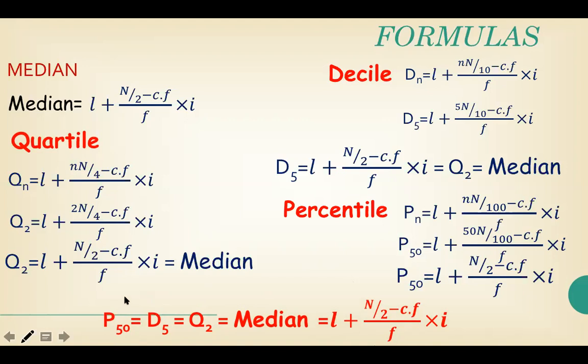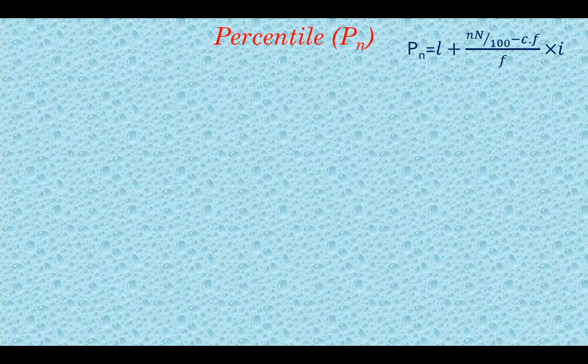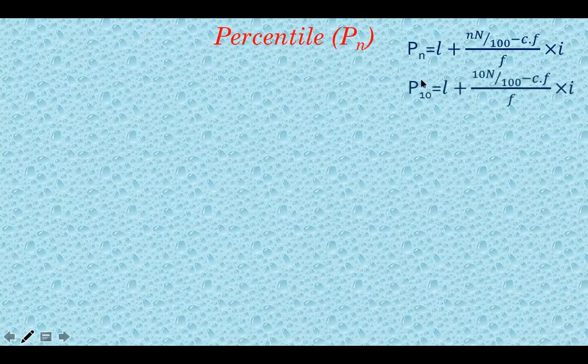Let's now continue with our lecture, that is the percentile. Percentile is the measure that is used to indicate the relative position of an individual in the context of the group to which he or she belongs. Here is the general formula to calculate the percentile in a data set. This n depends on which percentile we have to find out. Suppose I have to find the 10th percentile, this is the formula for the 10th percentile.